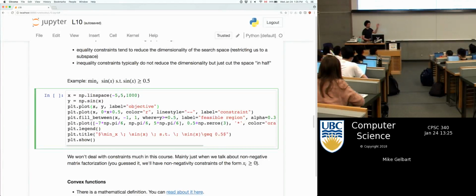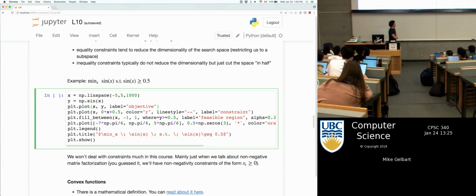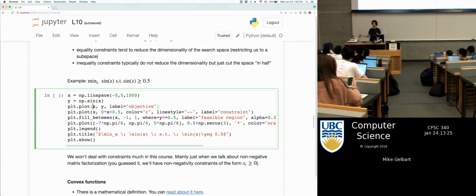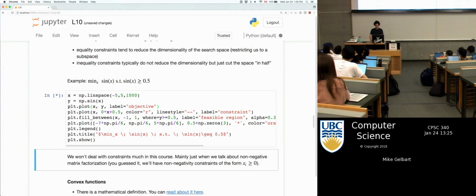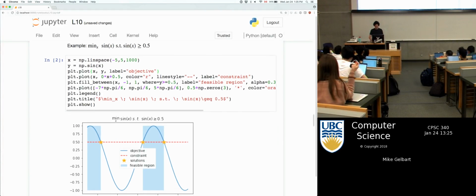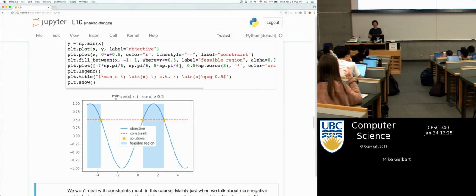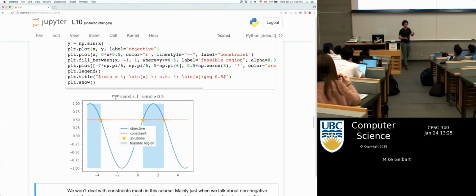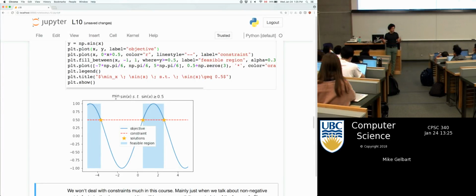So just a toy example: minimize sine x such that sine x is greater than 0.5. The objective function and the constraint function don't have to be the same. They just are in this case. So let's unpack this picture here. First question, what is the data type that we're optimizing? It's a continuous number, x. There is just one of them. It is a one-dimensional optimization problem. It's not a vector or something crazier than that.